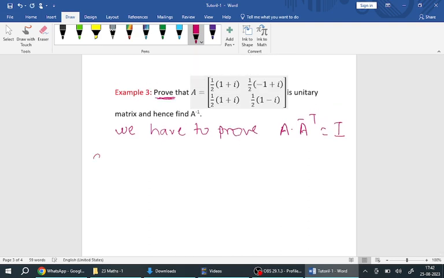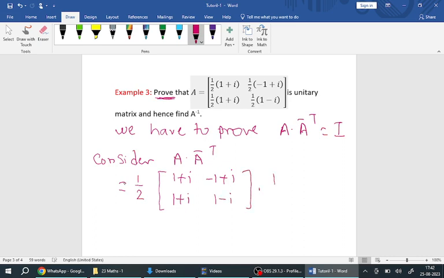So consider A into A bar transpose, which is equal to the matrix A. You will observe 1 by 2 is common from each and every element, so that can be taken common. The matrix A is like 1 plus i, minus 1 plus i, again 1 plus i, then 1 minus i, and now I will write A bar and transpose together. So this 1 by 2 is outside as it is.